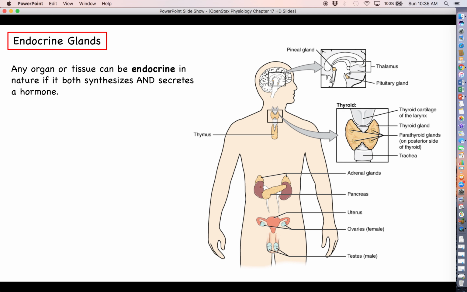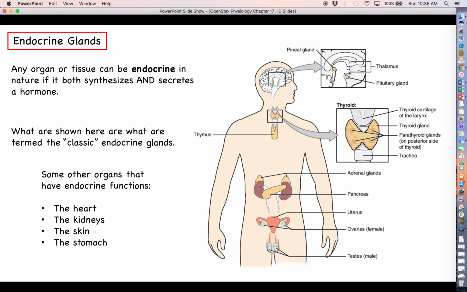It has to synthesize a hormone, and it has to secrete that same hormone. So what you're seeing in this picture are what we call the classical endocrine glands, meaning glands that we expect to have making hormones as their primary function. So we're talking about things like the thyroid, the hypothalamus and pituitary, the pancreas, the adrenal glands, the reproductive glands. These are organs that making hormones is what they do. That's their primary function, right?